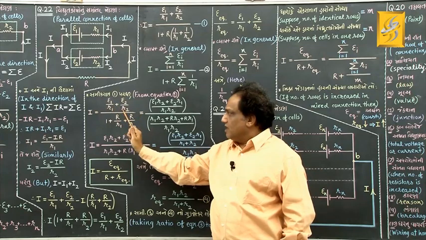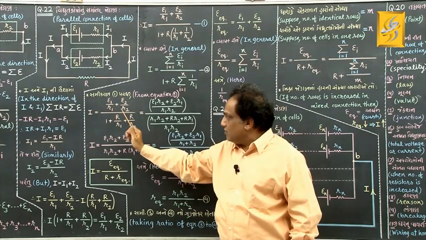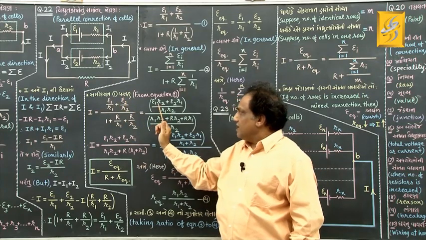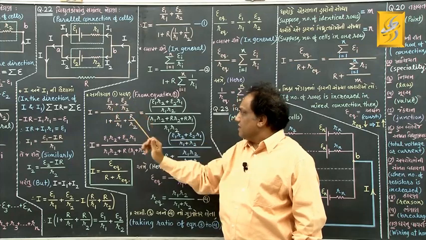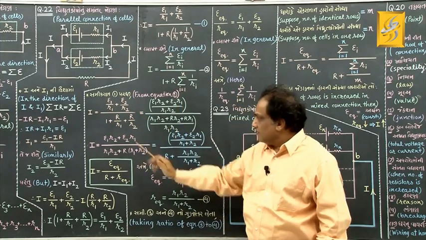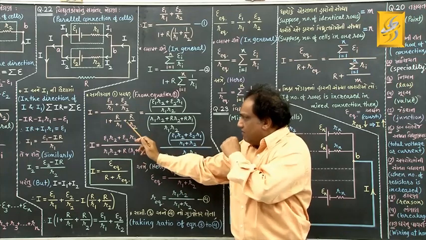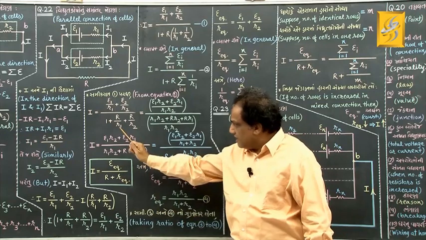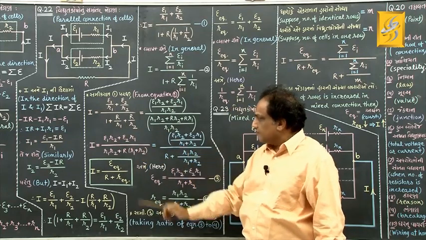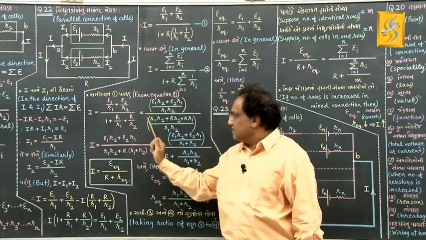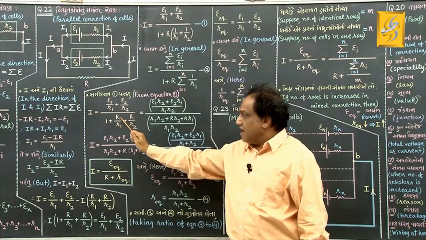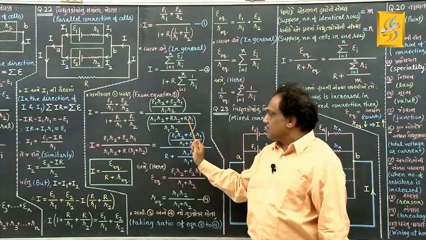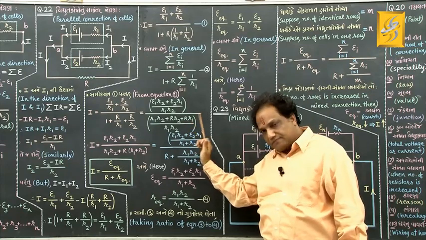Now, in the numerator you can take LCM. It will be R1 into R2. This R2 will be multiplied here, E1 R2, R1 will be multiplied here, E2 R1, correct? 1 plus R upon R1 plus R upon R2. Now you can take LCM in the denominator also. R1 into R2 will be LCM. This R1 R2 will be multiplied here, so it is R1 R2, and here R2 will be multiplied, so capital R into small r2. Here R1 will be multiplied, so it is capital R into small r1, correct?